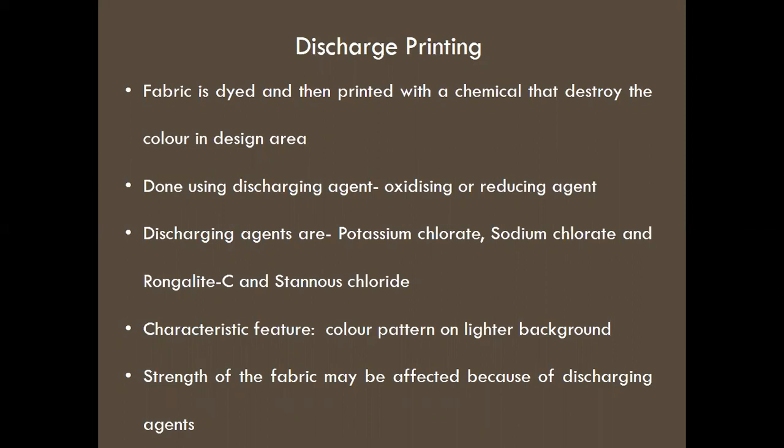Examples of these discharging agents are potassium chlorate, sodium chlorate, rongalite C, and stannous chloride. The effects produced are very striking, as they have the characteristic white color pattern on a darker background. However, due to the use of discharging agents, the strength of the fabric may be affected.